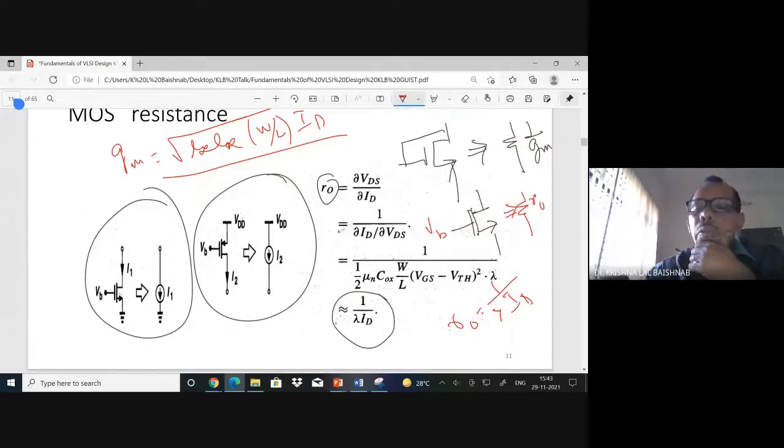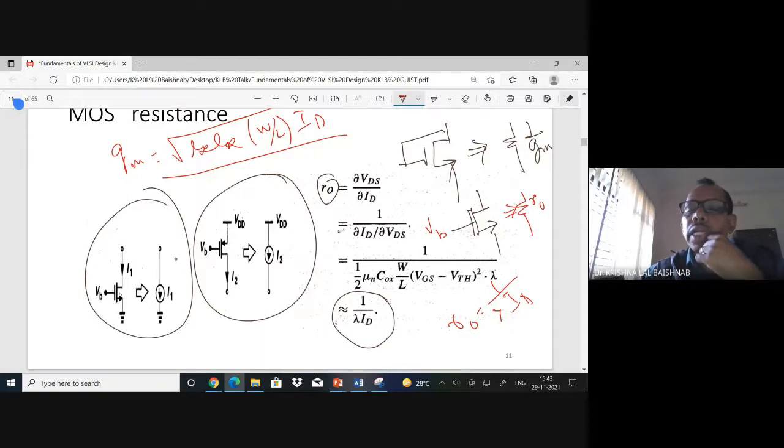This is a very important formula, what exactly I'm trying to show you. There is a MOS, and if I connect the gate and drain, then it becomes a resistance. What resistance? 1 by gm. What is gm? It involves mu and Cox. I'm just writing it another way: mu n, mu p, whatever. Mu n means n-type.